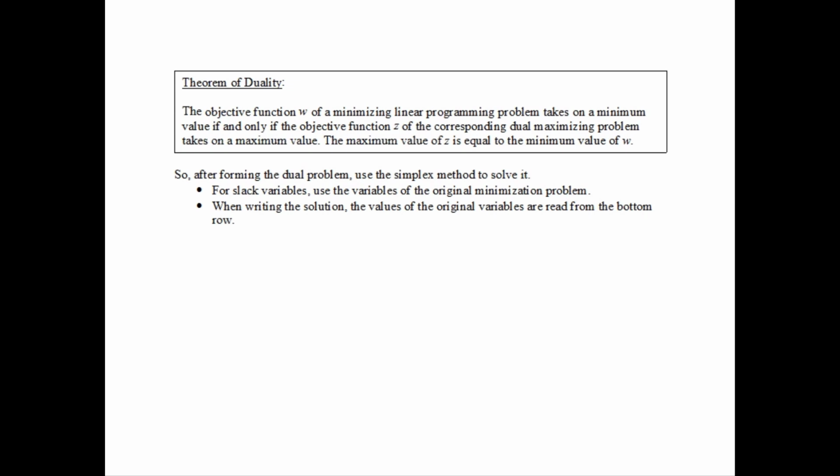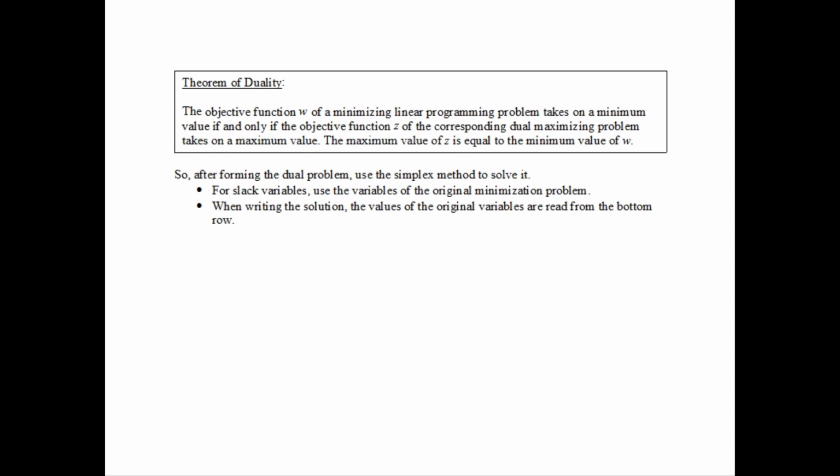Of course, we will also have to figure out, the theorem of duality tells us that the maximum of the dual is the minimum of the original. It doesn't tell us what values of the decision variables help us to reach that minimum, but we are going to learn how to do that also.